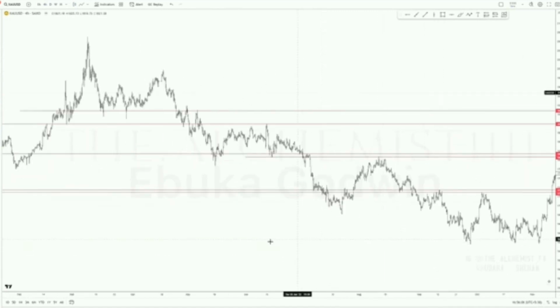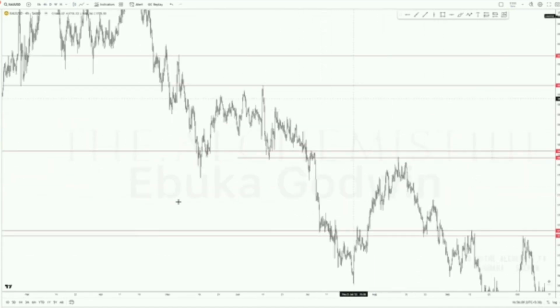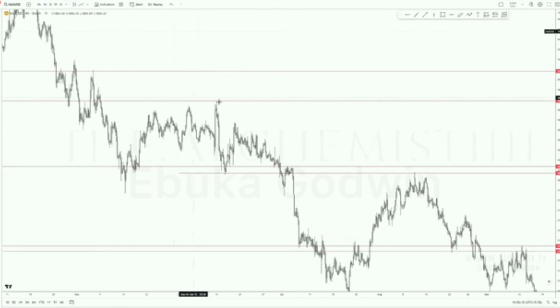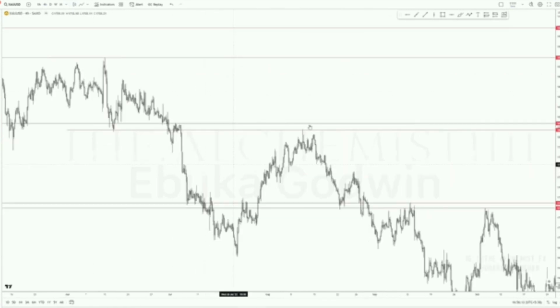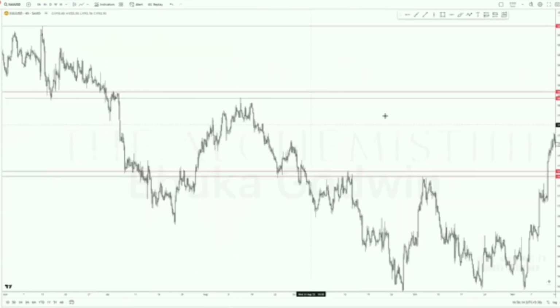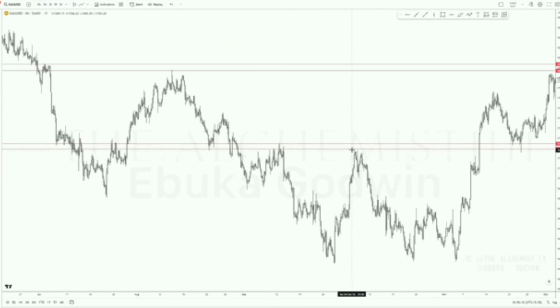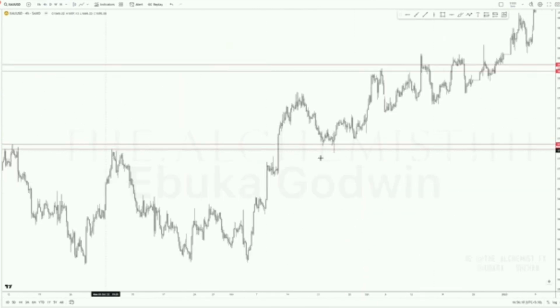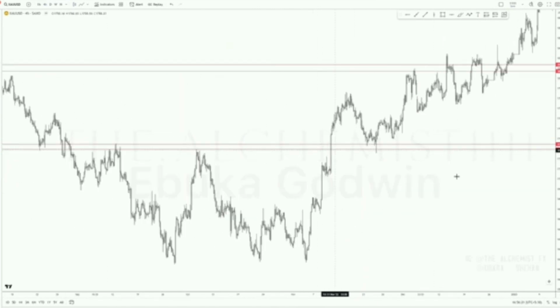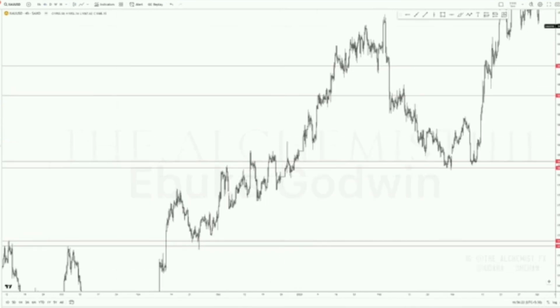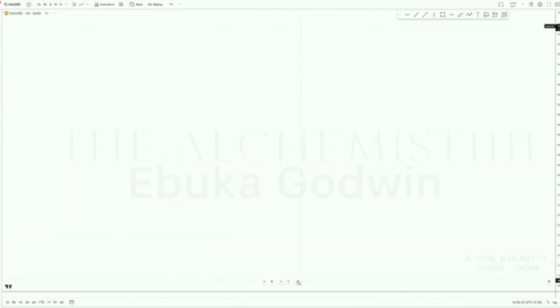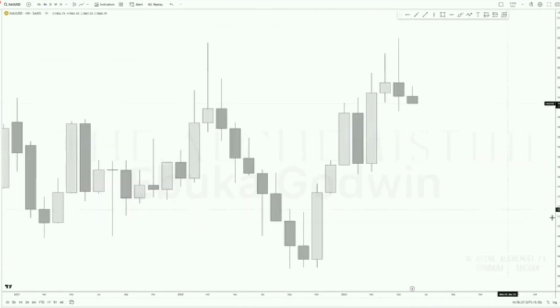Look at the entries if you paid attention to them. See this? Look at this. See that? Once that level is broken, it is being used as a support. We have all of that. Okay, so very, very strong. These monthly levels are very strong. Like, look at this.